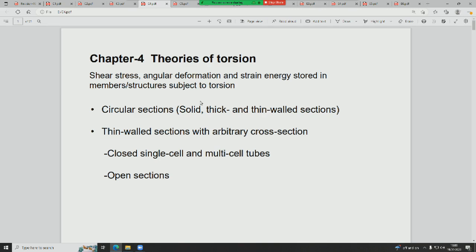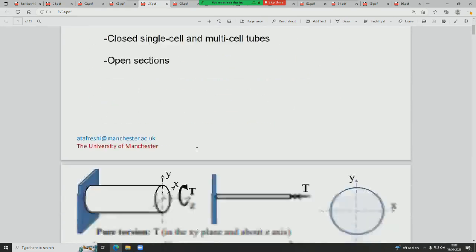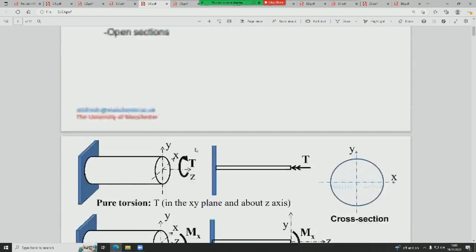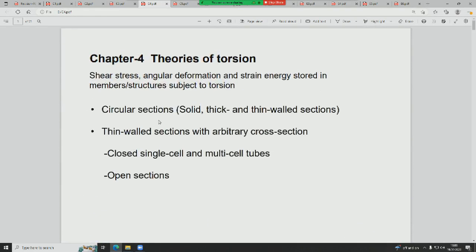Now in chapter 4, we have three different sets of equations. I started with analysis of circular cylinders, and then I moved on. The circular cylinders could be solid, could be thick or thin-walled with uniform thickness. Then we analyzed thin-walled closed sections. The thin-walled closed sections could be single cell, could be multi-cell. And finally, we analyzed open thin-walled sections subject to torsion.